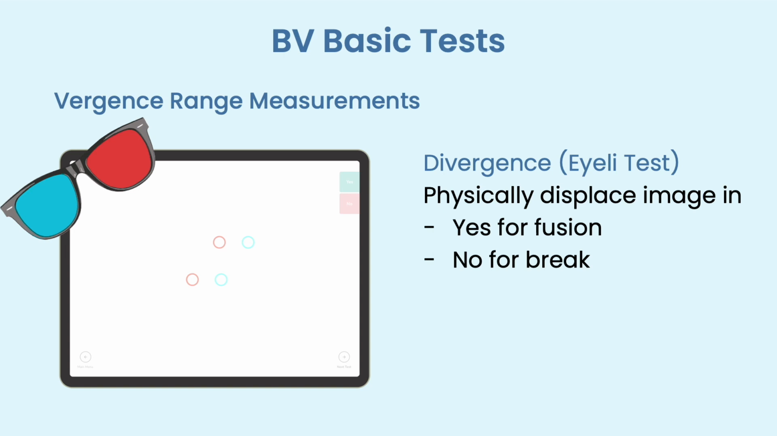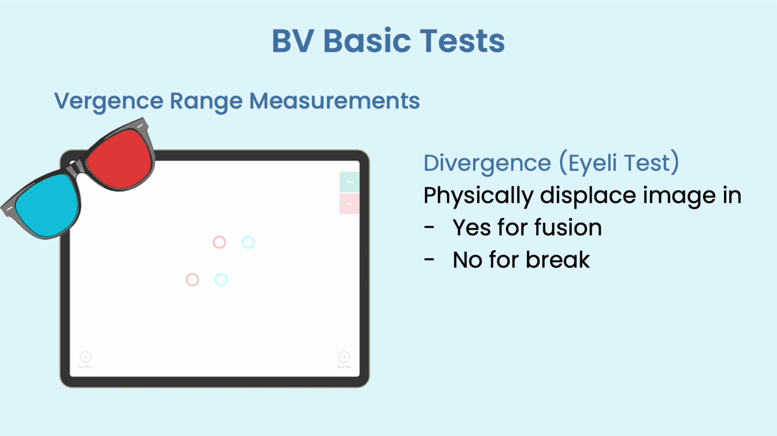The test starts with the two targets aligned, so no displacement. But then with every subsequent slide, the red circles and green circles are going to be displaced further and further apart, increasing the Vergence demand.